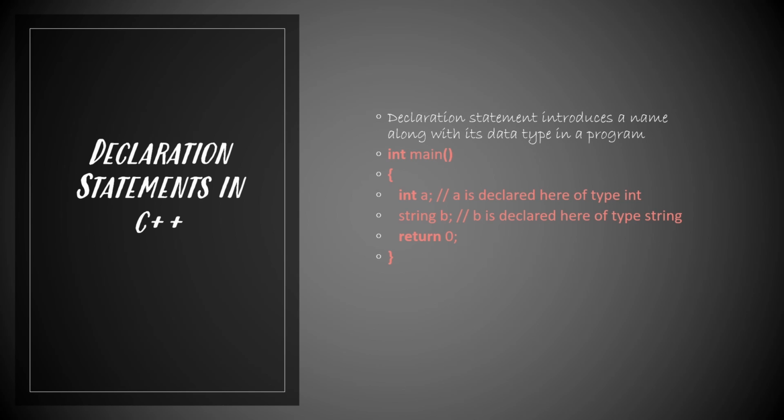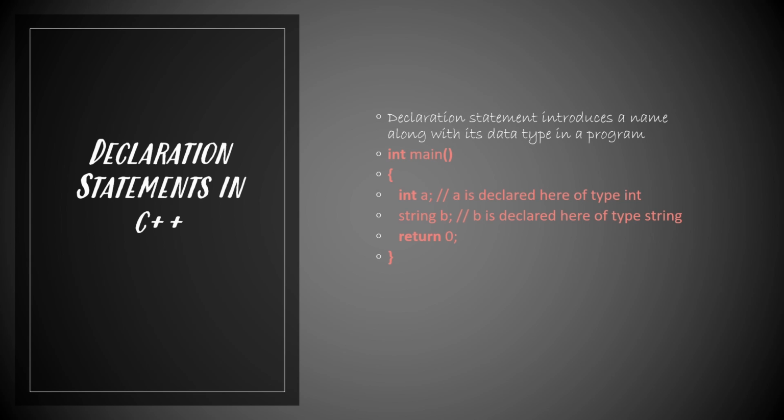Alright, so int main, int a, that means we declare a variable a with its data type int, and string b, that means we declared a variable b with its data type string, return 0. So int a; is a statement. As we discussed earlier, every statement ends with a semicolon. So int a; is a declaration statement because a is a name which is introduced along with its data type int and ended with a semicolon.